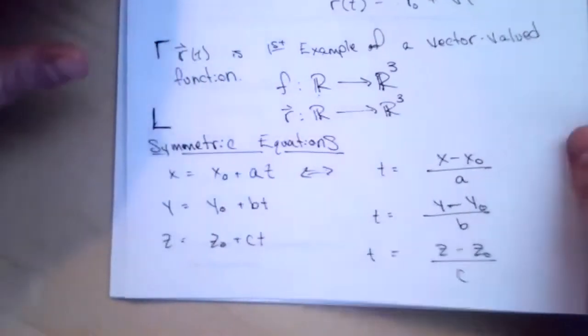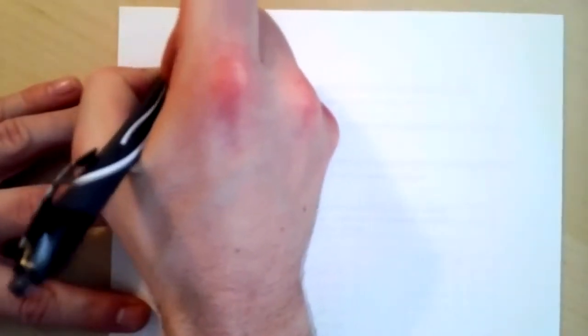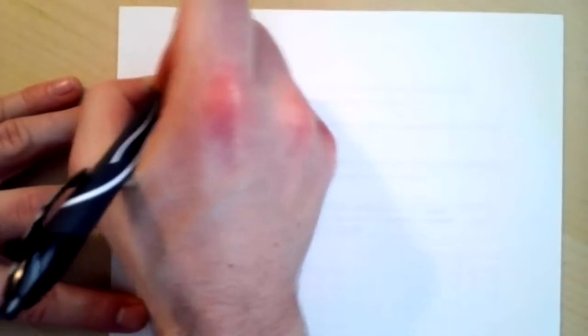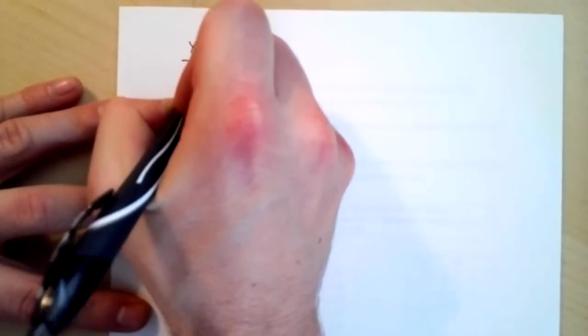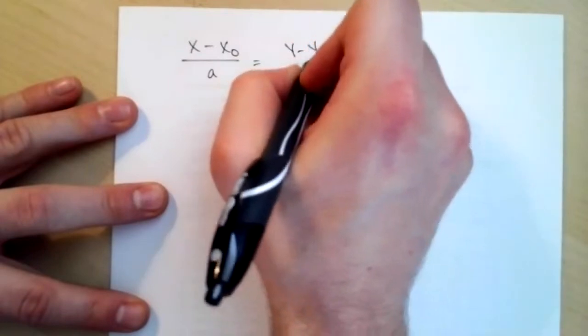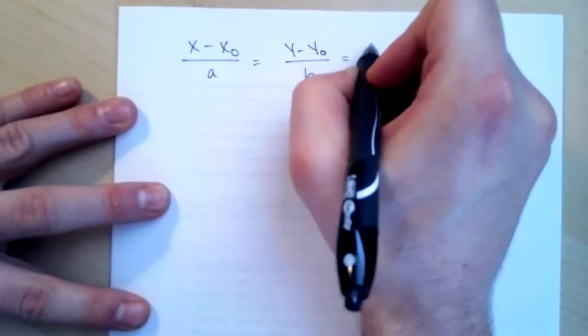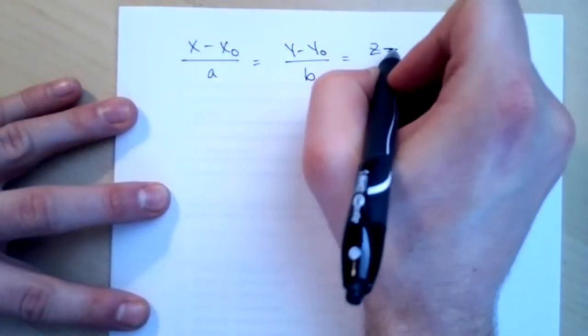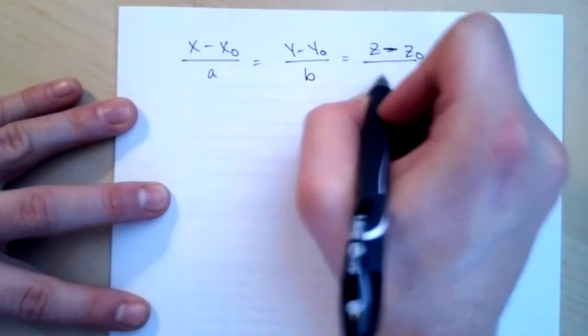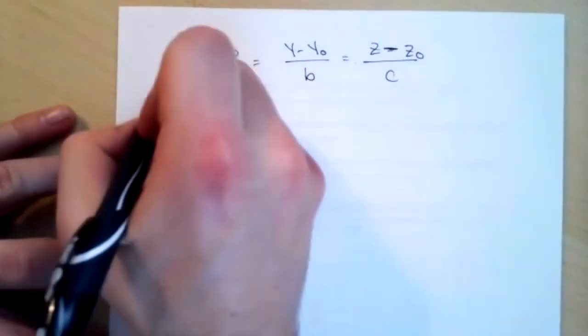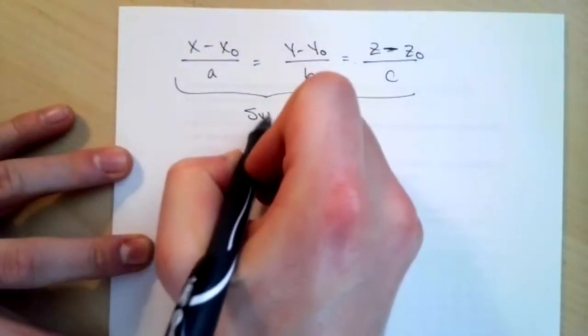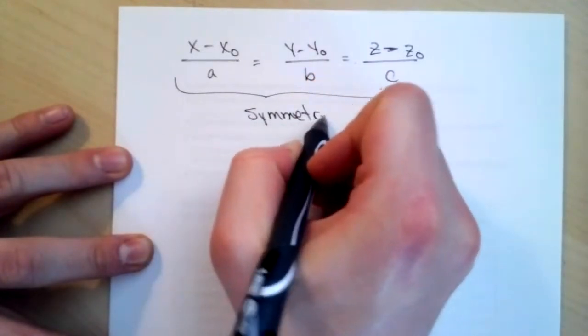So what do we get when we set those equal to each other? We get our 2 sets of equations. It's actually 3, but the third equation is redundant based off of the information that we're given. So there's really 2 unique equations here. So we'll have (x minus x naught) over a is equal to (y minus y naught) over b is one equation. And then our third equation, (z minus z naught) over c. And so let me just rewrite that. These are our symmetric equations.